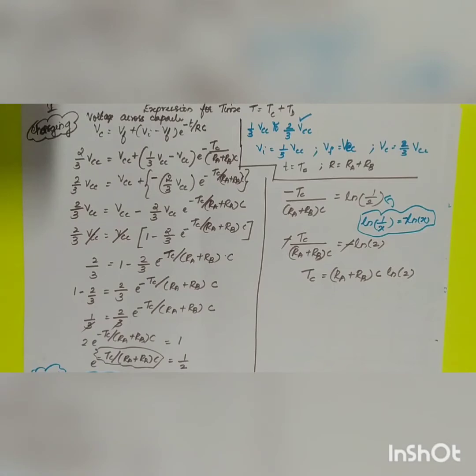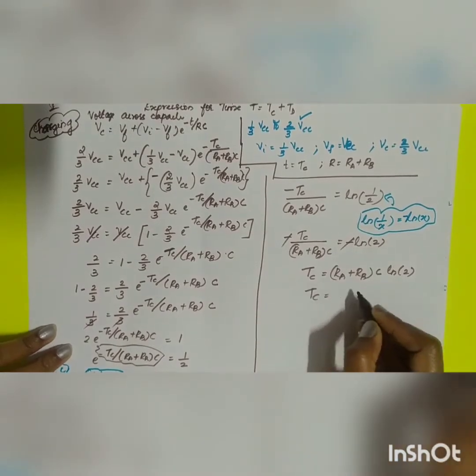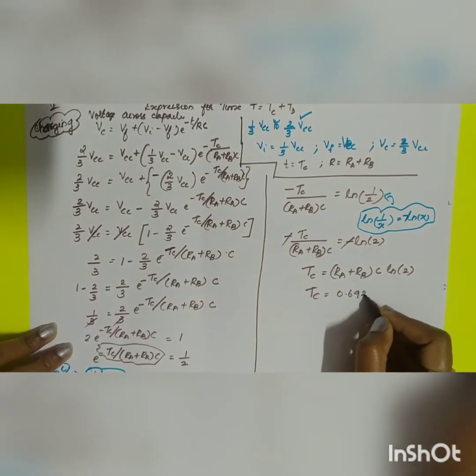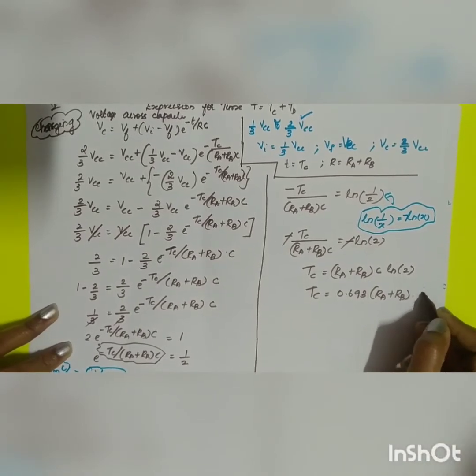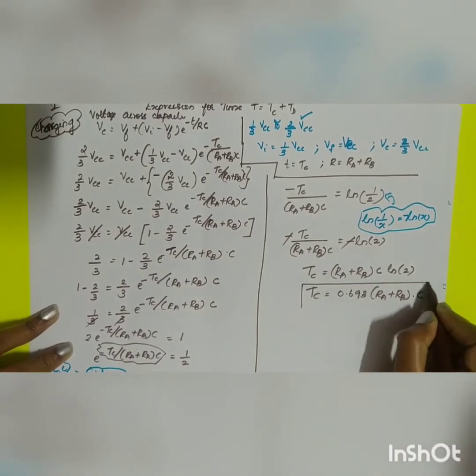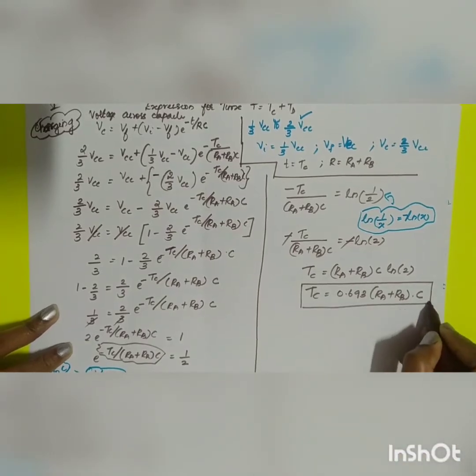So now what is the value for your ln 2? The ln 2 will be equivalent to 0.693. Okay, so Tc is equal to 0.693 into (Ra plus Rb) into C. So this is going to be your charging time.